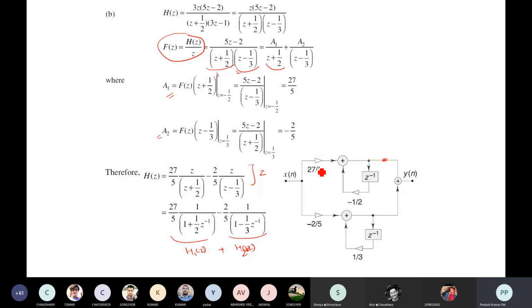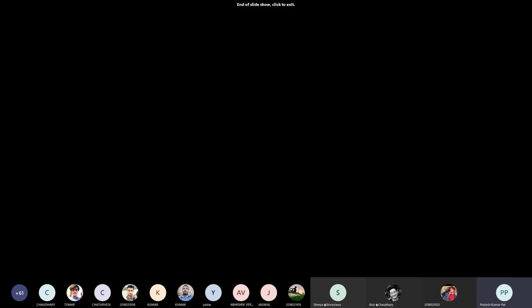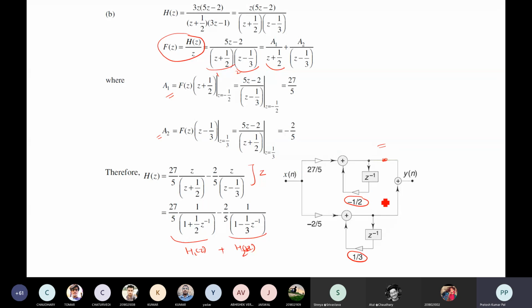So here for the first term, 27 by 5 will be multiplied. The second is an all-pole system, so the term is positive, which means its coefficient will be negative, so negative 1 by 2 will be there. The same on the second side, it is minus 2 by 5, so minus 2 by 5 will be the coefficient. And then it is 1 minus 1 by 3, so it is already minus, so there will be a positive coefficient. Okay, so this is how the realization of parallel form should be done. Up to here, if anyone has any doubt, you can ask.